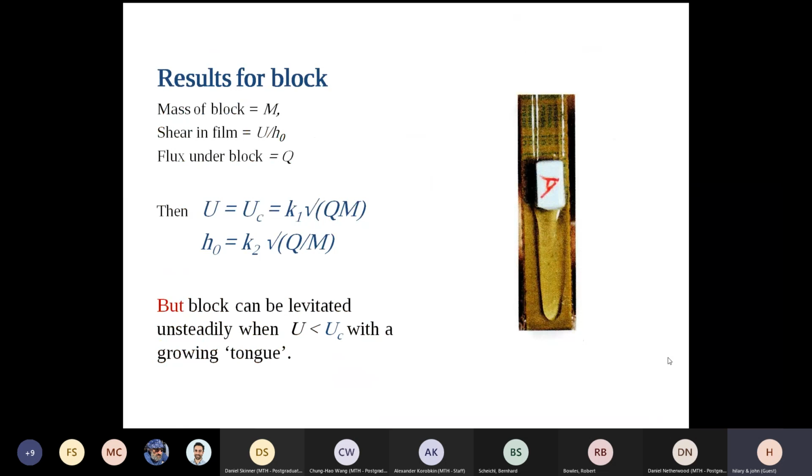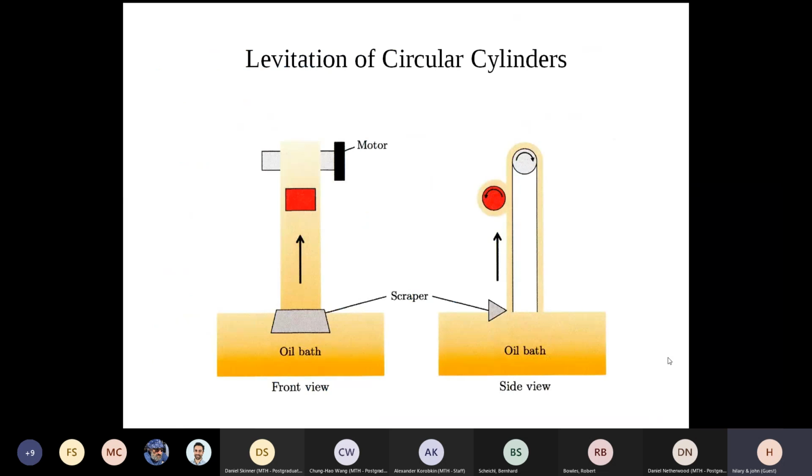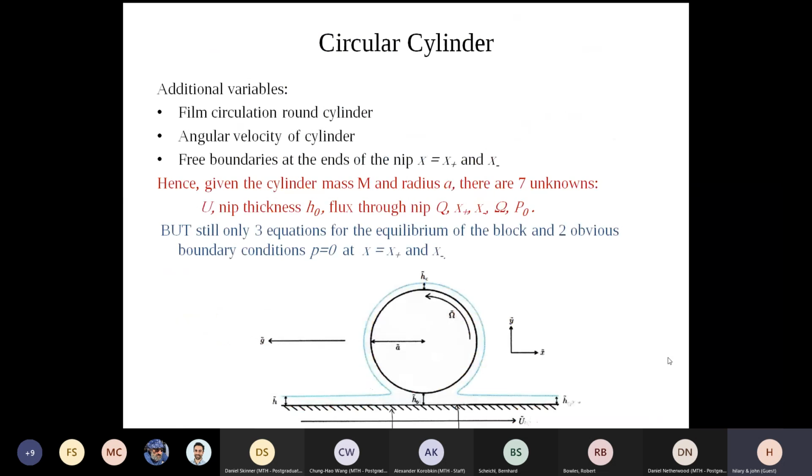So that all worked very nicely, and we wrote a paper on that, and we were very pleased. And then Tom said, well, now we better go back and explain the circular cylinder. So it's exactly the same picture. I've just replaced the block by a circular cylinder, same scraper. But now, looking sideways on, it's very schematic, the picture at the bottom, and downwards is to the left.